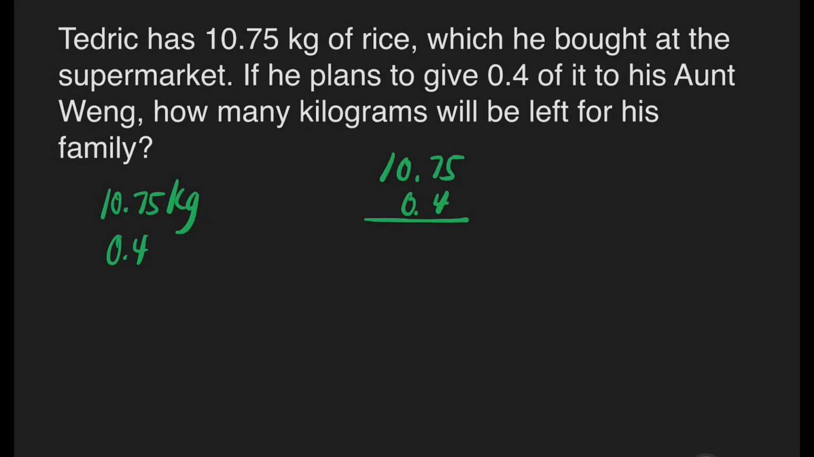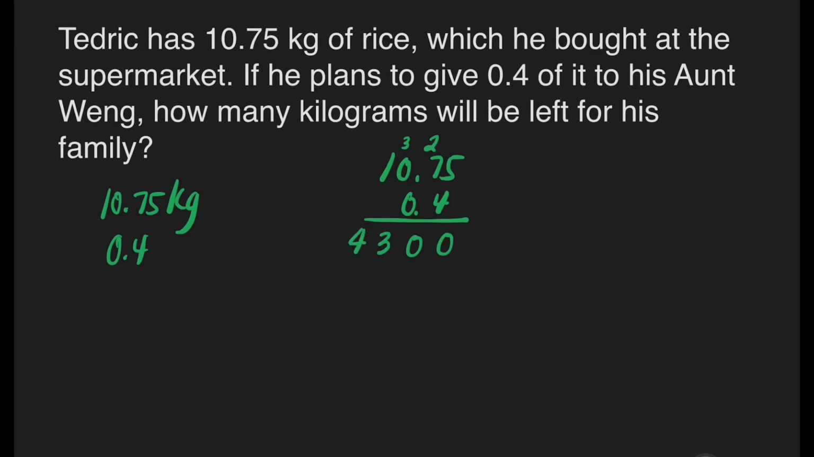5 times 4 is 20. Write 0. Carry 2 at the top of 7. 7 times 4 is 28. Plus 2 is 30. Write 0 here. And then carry 3 at the top of 0. 0 times 4 is 0. Plus 3 is 3. And then 1 times 4 is 4.